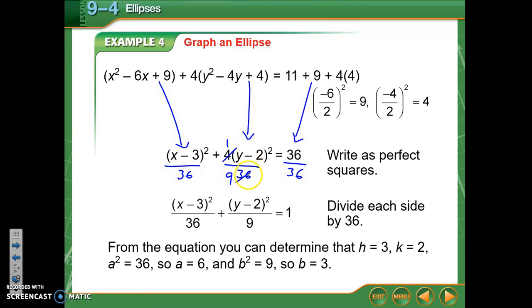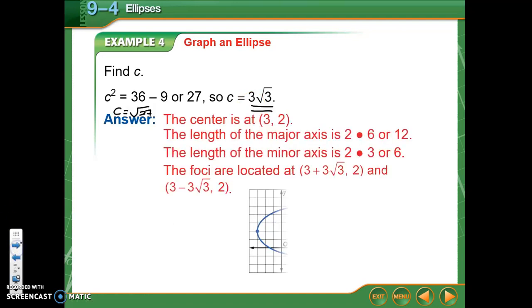So what are the questions they asked me? Well, I need to know the center. So my center is going to be +3, +2. A squared is 36, which means that A has to equal 6. B squared is 9, which means that B is 3. I need to find my C value because it asks about the foci. So remember this relationship, C squared equals A squared minus B squared. So C squared is 36 minus 9, which is 27. That means that C is the square root of 27, which they simplified here to 3 square root of 3.